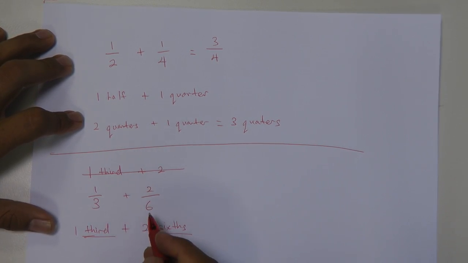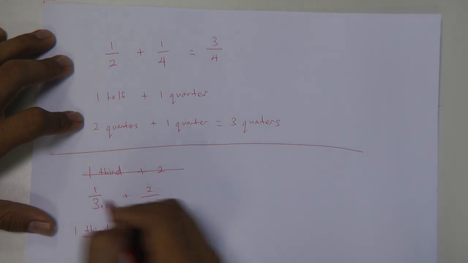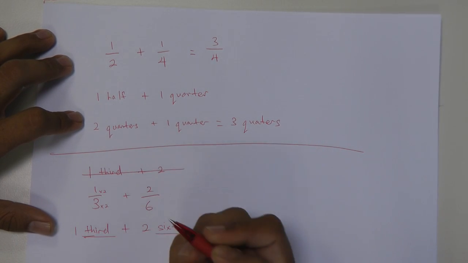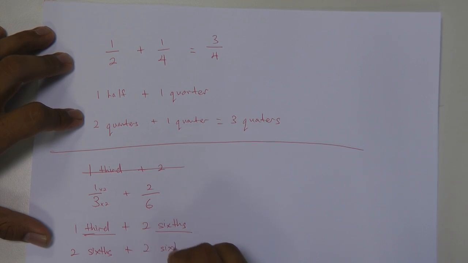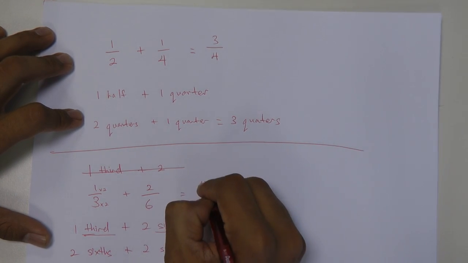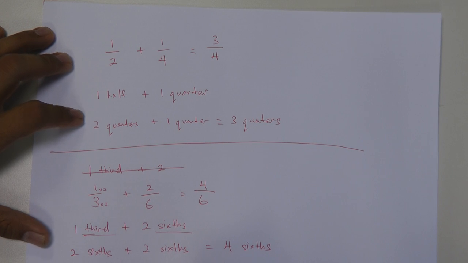Now another easy way we can look at is we look at this. Is 3 a multiple of 6, or is 6 a multiple of 3? Yes. From 3 I can get 6. I simply multiply it by 2. I can convert this to, instead of 1/3, it will become 2/6 plus 2/6. I will have 4/6. Okay, let's try further practice.